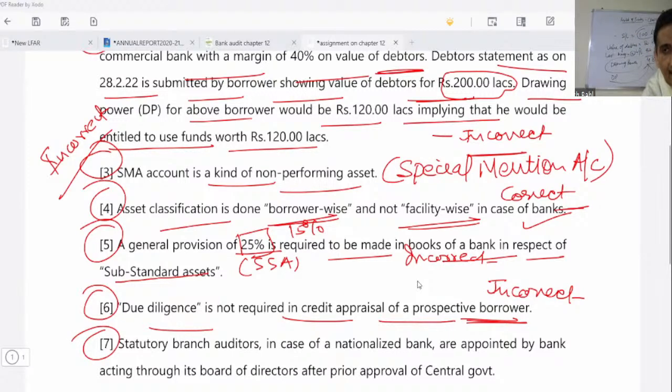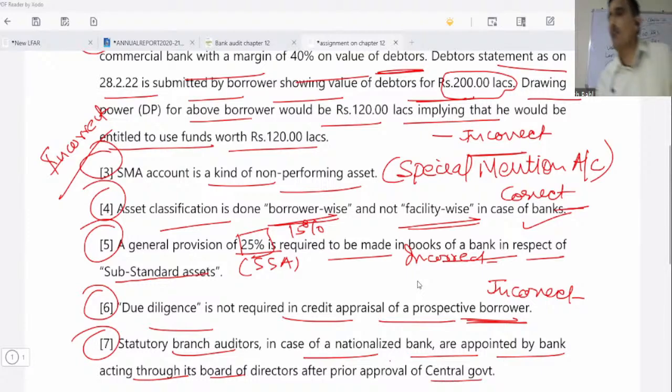Seventh. Statutory branch auditors in case of a nationalized bank are appointed by the bank acting through its board of directors after a prior approval of the central government. Now this is a law question. Tell whether this is correct or incorrect. It means the board of directors appoint but after prior approval of the central government.